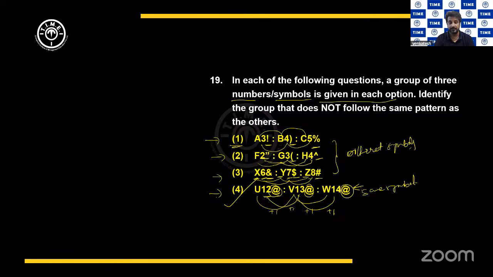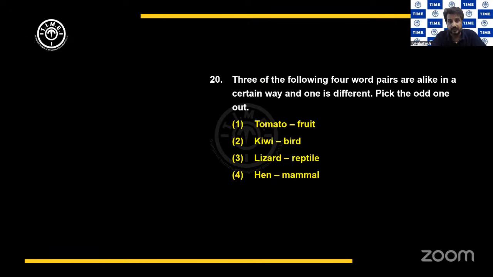Tricky one, right? Yes. Let's see the next question. Three of the following four word pairs are alike in a certain way and one is different. Pick the odd one out. First is the first option. Tomato is a fruit. Yeah, category is given. Okay. Kiwi is a bird. Okay. Lizard is a reptile. Okay. Hen is a mammal?